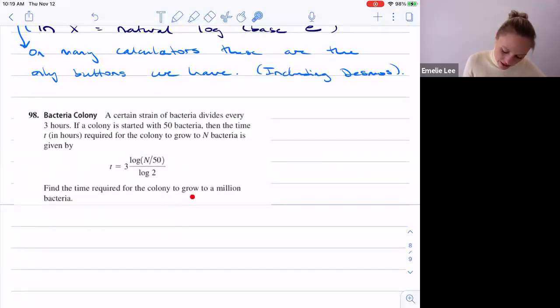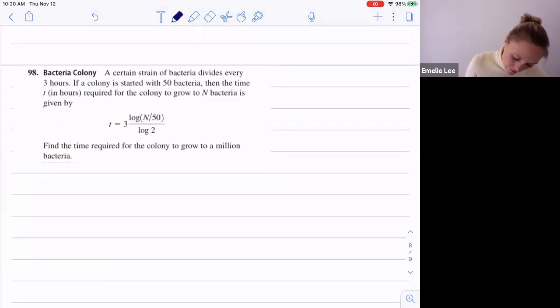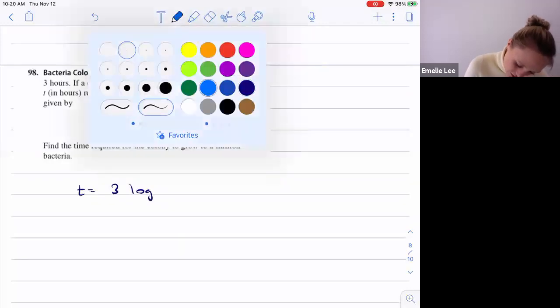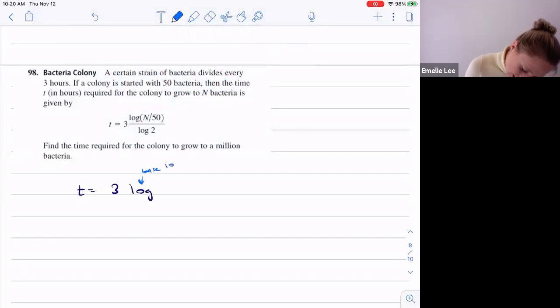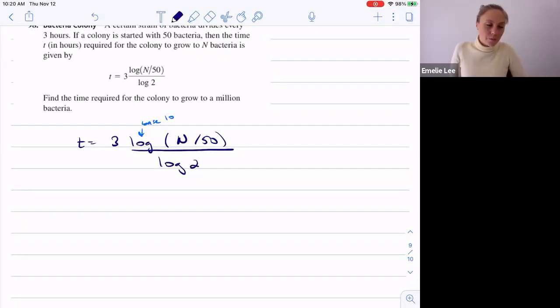Find the time required for the colony to grow to 1,000,000 bacteria. So if we want 1,000,000 bacteria, you know what? I'm going to put it on the same page here. So we have t is 3 times the log, and I'll make a note here, base 10, of course, of n over 50 divided by log 2, or the log base 10 of 2. Log 2 is just a number, right? And once we plug in n here, it's also going to be just a number, right?